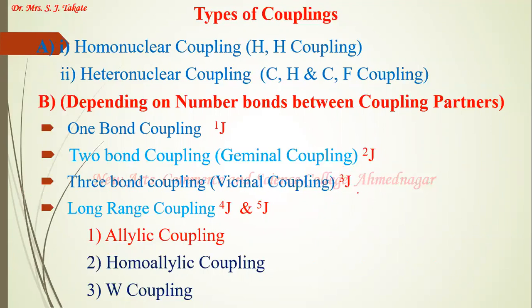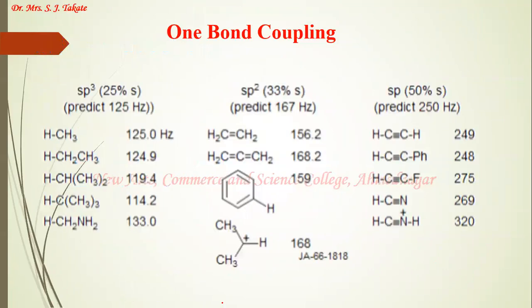The next type of coupling is long range coupling, and long range couplings are four bond couplings and five bond couplings, J4 and J5. These are again classified into different groups like allylic coupling, homoallylic coupling, and W coupling. Let us consider this one bond coupling.